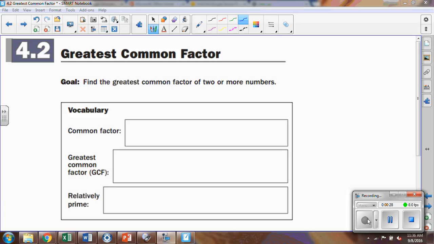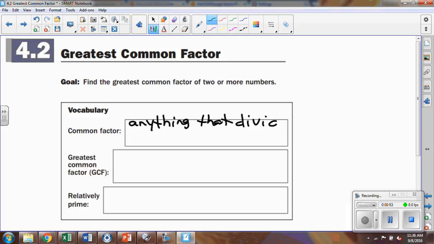We'll go over both. But then we're also going to build upon that with some algebra and see how you would get the greatest common factor, not only of numbers, but the greatest common factor of monomials also. And so we'll start off with the definition of a common factor. Common factor is anything that will divide evenly into two or more terms.